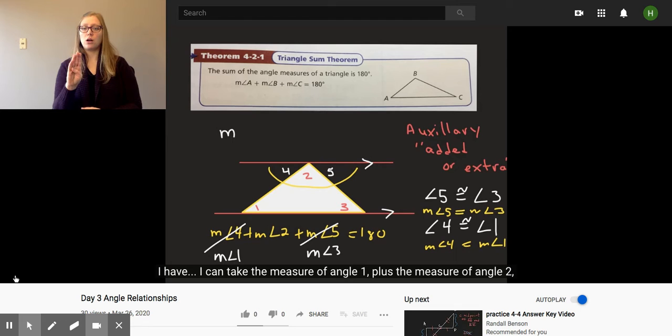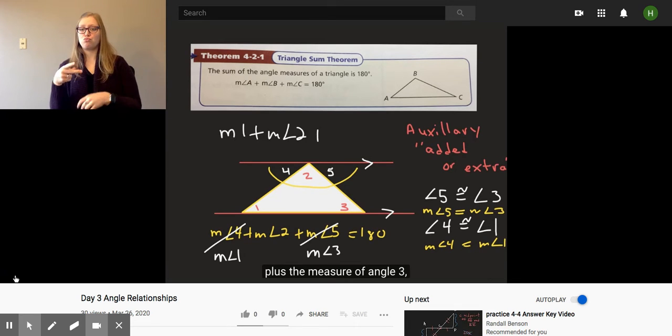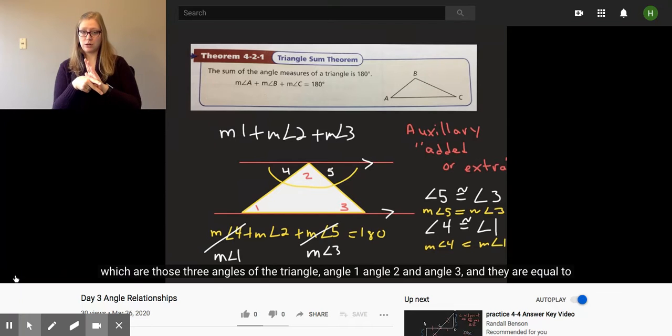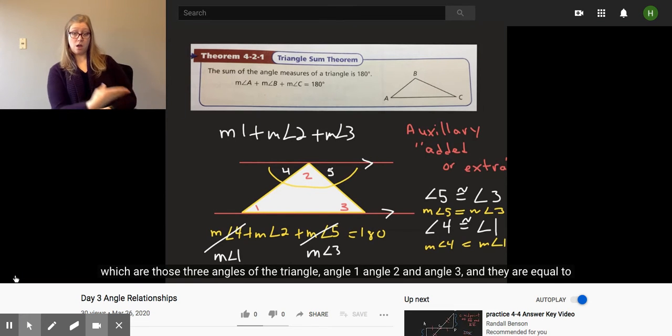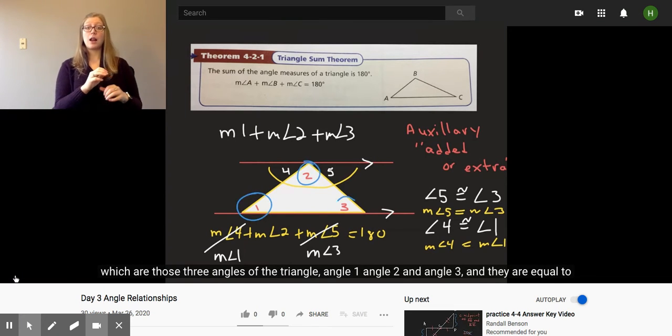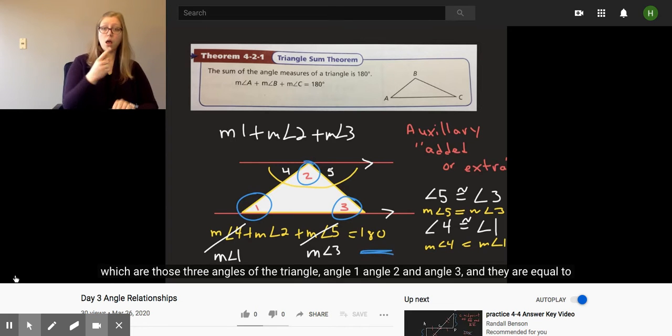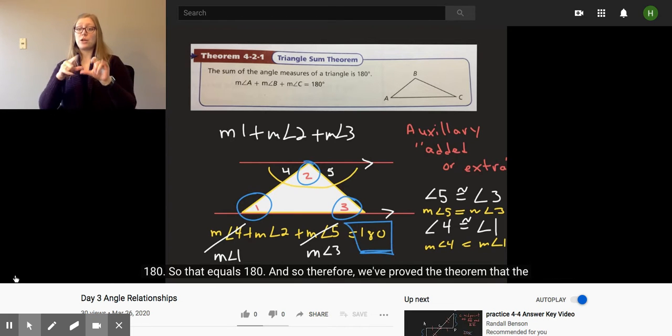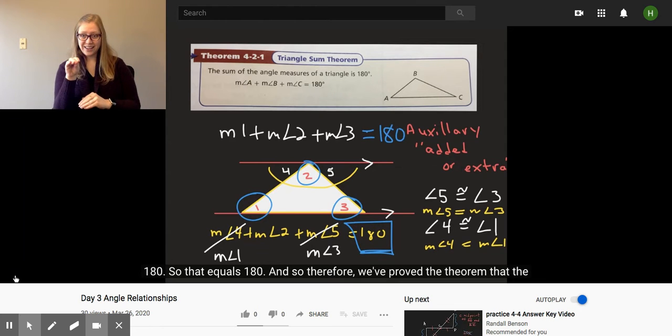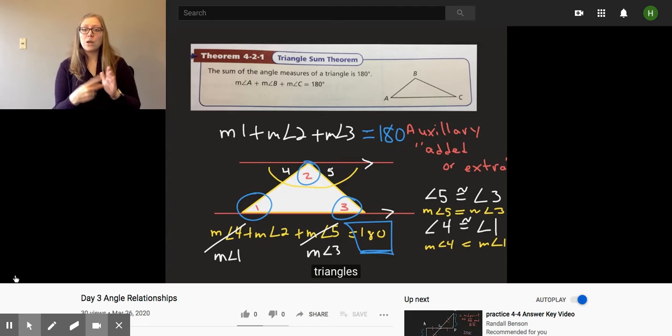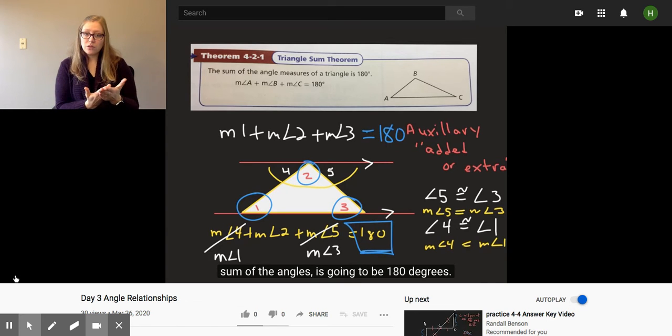I can take the measure of angle 1 plus the measure of angle 2 plus the measure of angle 3, which are those three angles of the triangle, and they equal 180. And so therefore we've proved the theorem that the sum of the angles of a triangle is 180 degrees.